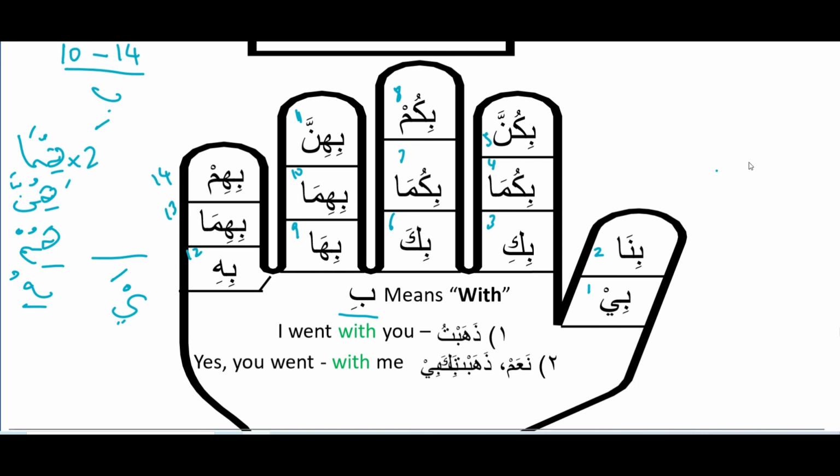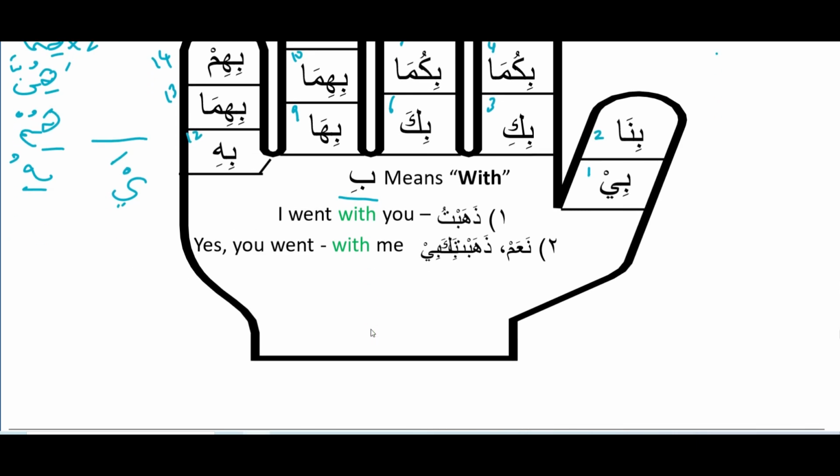Okay, let's do some correction at this sentence. Dhahabtu, actually, I went with you. So I went, dhahabtu means I went. So we do a correction here for number 1. I think this one is a typo. Dhahabtu bika. Bika means with you, if it's a male. If it's a female in front of you, biki. Dhahabtu biki.